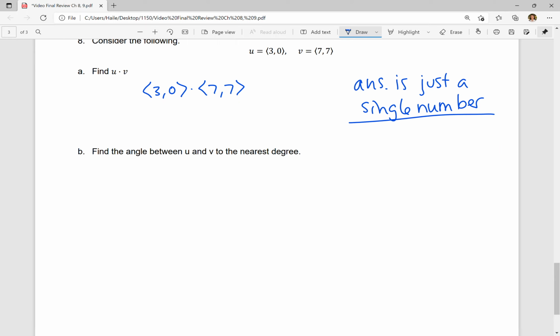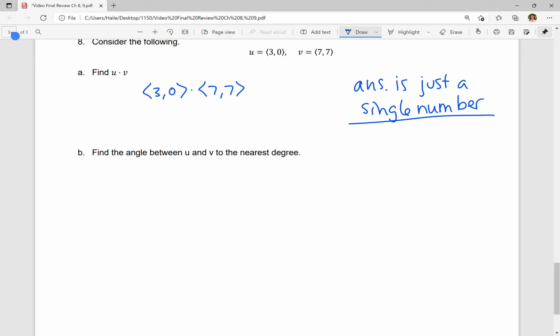Okay. So if we take the dot product of 3, 0 dotted with v, 7, 7, we're going to multiply 3 times 7, so we multiply the first two components, and we add to that the product of the second two components, which would be 0 and 7. So we have 3 times 7 plus 0 times 7, which will give us 21 plus 0, that should be 21. And so our dot product is just 21.